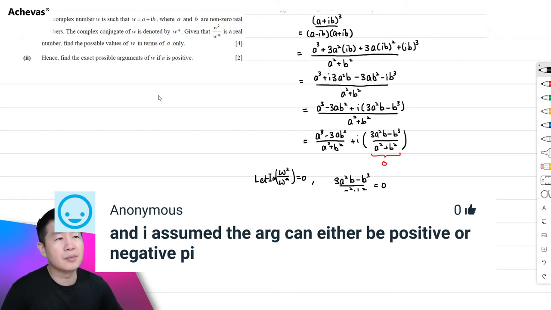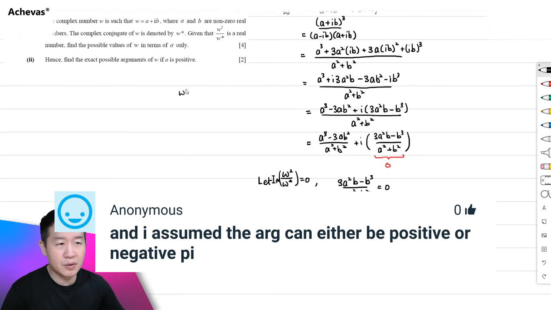Hang on, let me think about it. W square over W conjugate is a real number. Yep, you can. So if W square over W conjugate is a real number, that means it must be lying either here or here. So it will be 0 or 2 pi or k pi. It should be either 0 or pi. Yep.